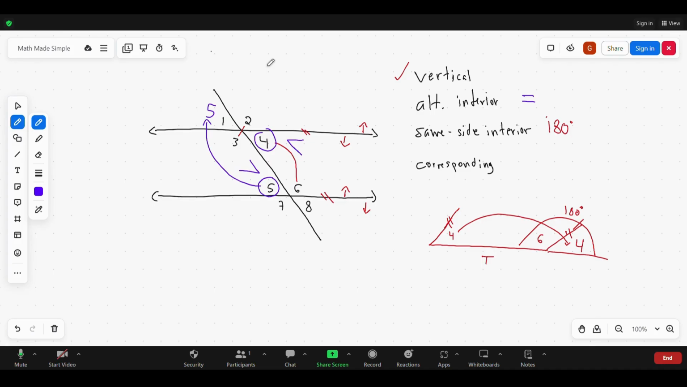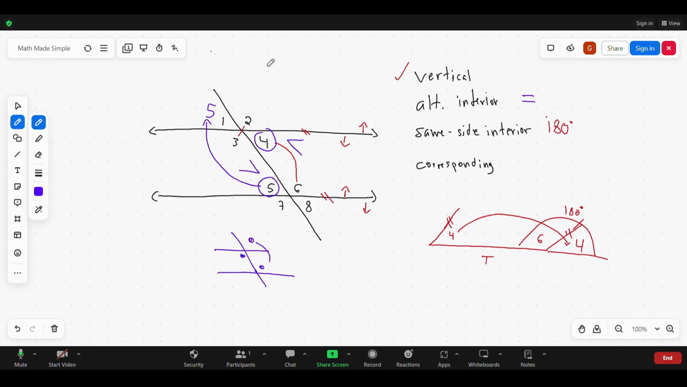Now, corresponding angles, we already mentioned that a little bit for the example of 5 and 1. 5 and 1 are corresponding angles because they hold, I like to think of it as the corresponding place, the same place in the intersection. If I have one intersection up here and I'm in the top right spot, and another intersection down here, the same top right spot, those are corresponding angles.